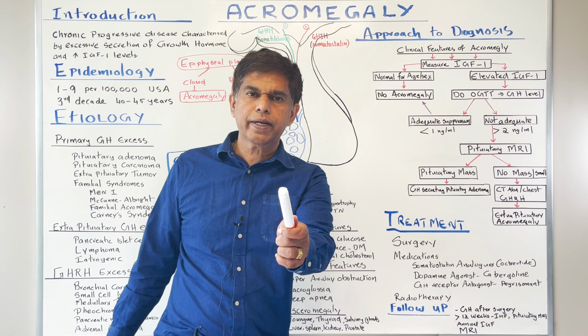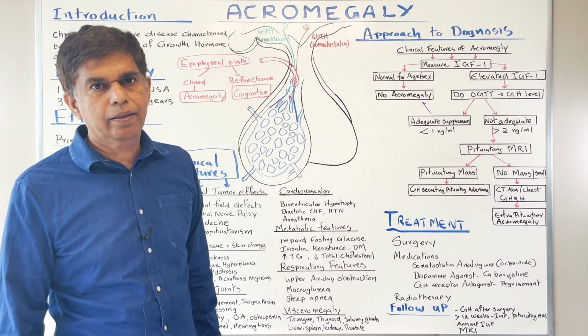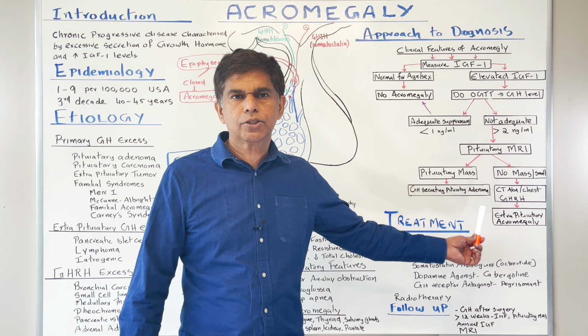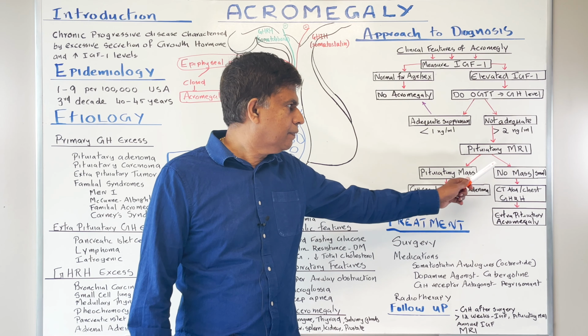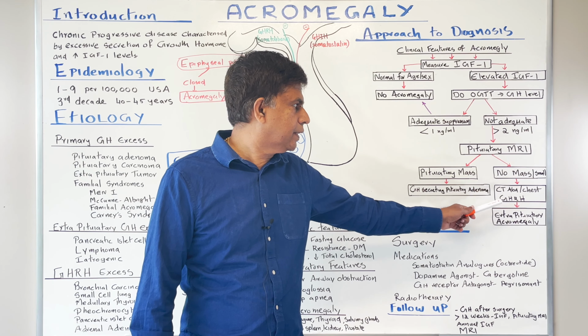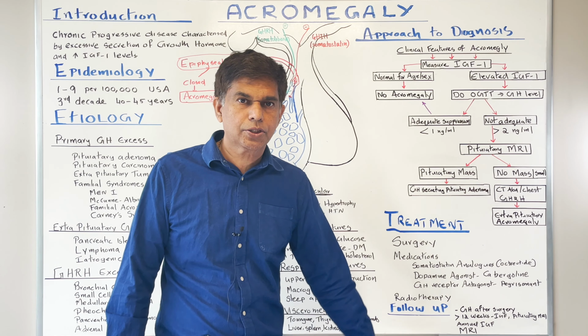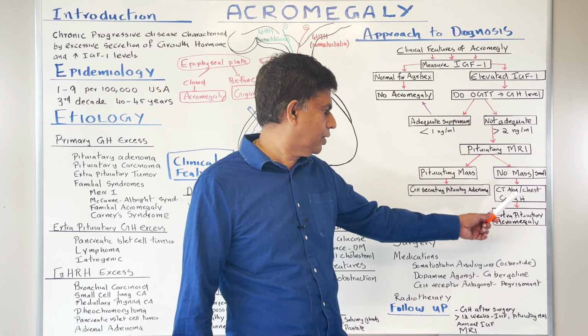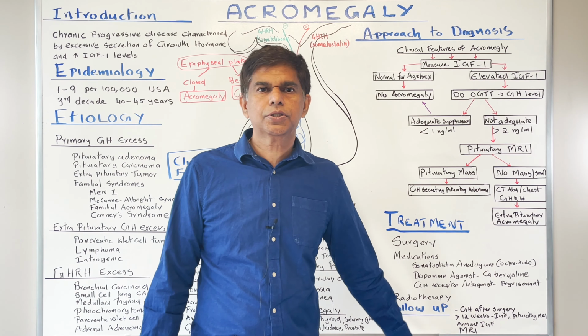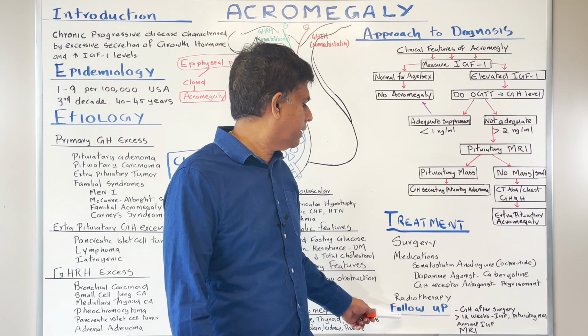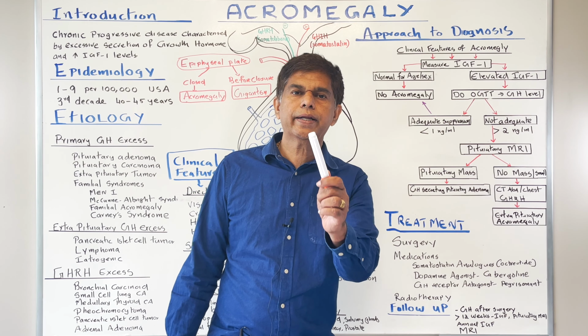You go with the pituitary MRI, and if there is a pituitary mass, then you can say it's a growth hormone secreting pituitary adenoma. If there is no mass in the pituitary, then you have to look at the extra pituitary causes like CT of the abdomen and chest, and come up with the diagnosis. And for treatment, always pick surgery, okay? And then make sure you follow up with IGF-1 and pituitary MRI.